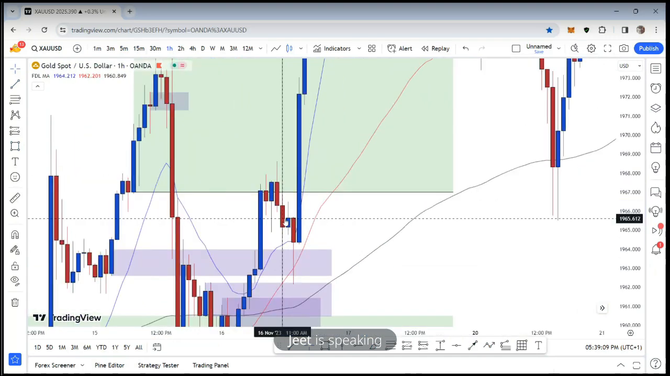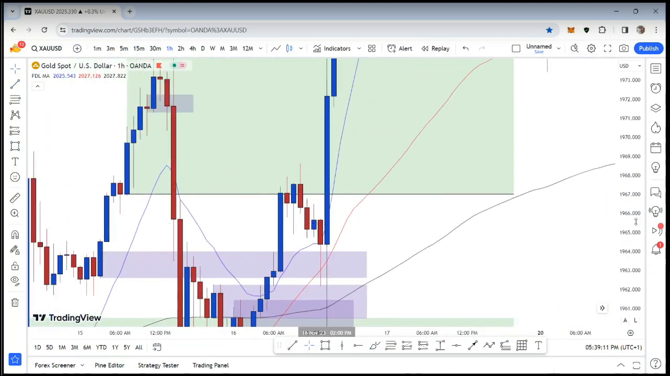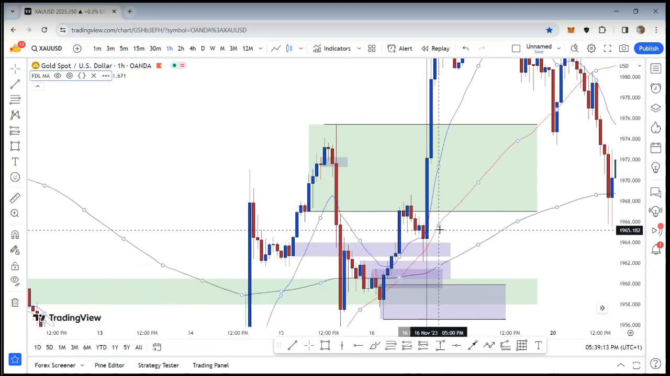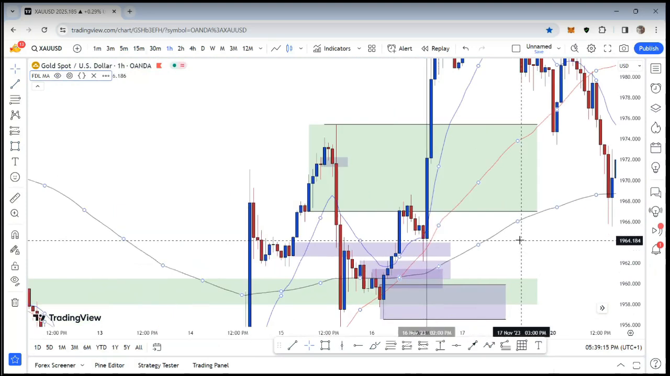Now, the 1 hour inner structure is still bullish, which means that according to the law of CMP and the law of structures, what time frame do you think needs to align with our 1 hour structure?